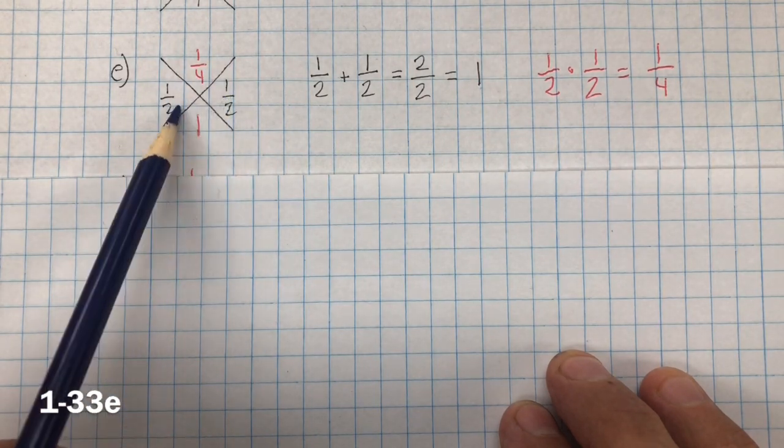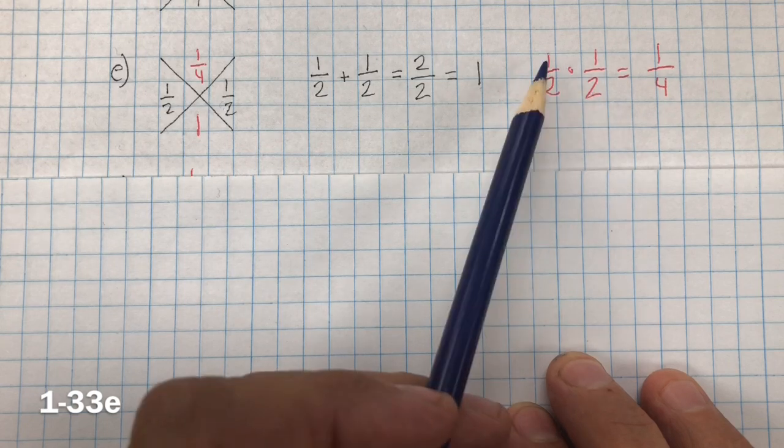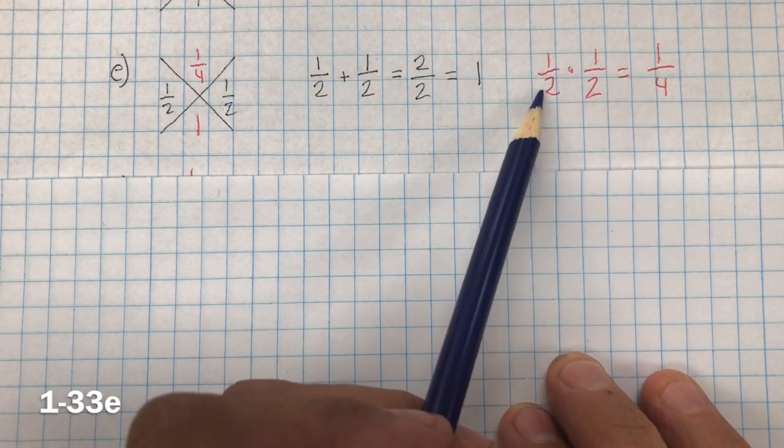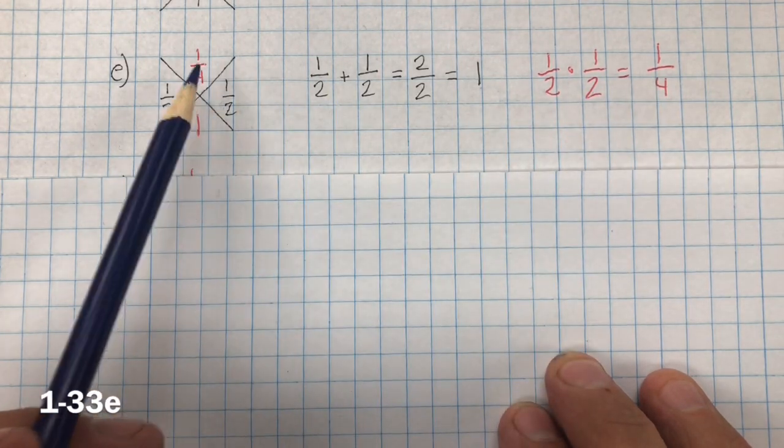To multiply these two, 1/2 multiplied by 1/2, you just multiply straight across. The numerator, 1 multiplied by 1 is 1. 2 multiplied by 2 is 4, so you get 1/4.